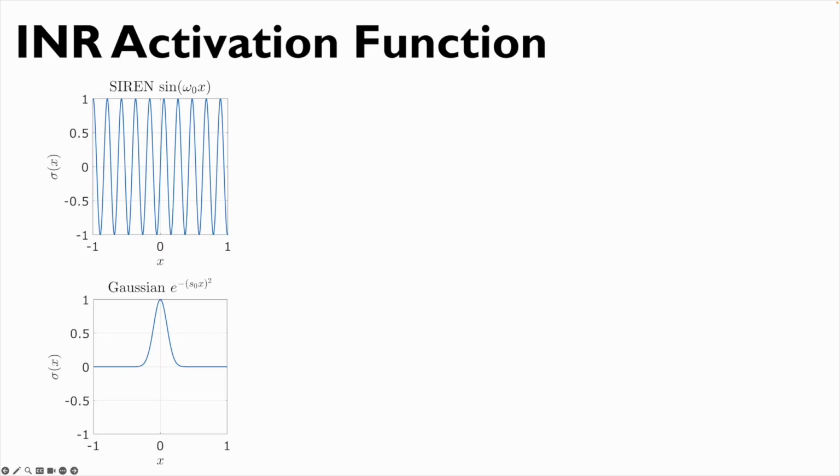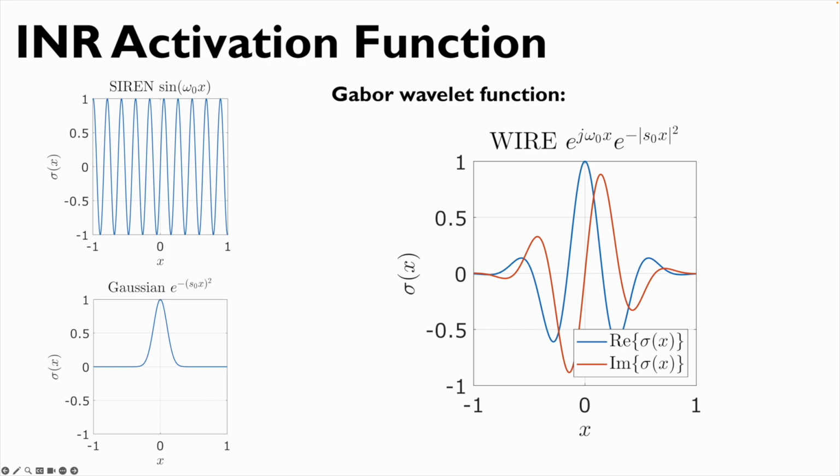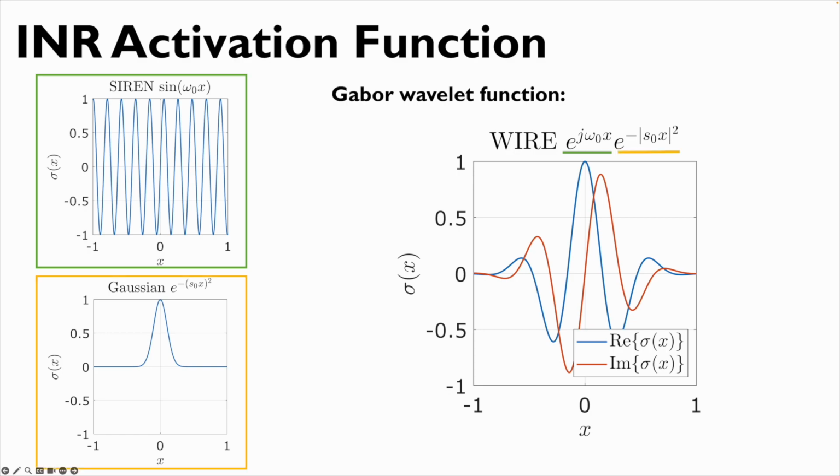Over the past few years of research, the sinusoidal nonlinearity, whose INR is popularly known as SIREN, and the Gaussian window emerged as popular nonlinear functions for neural representations. However, we find in this work that using a wavelet function as the nonlinearity outperforms both the sinusoid and the Gaussian function in a wide variety of tasks. In particular, we use the complex Gabor wavelet function, which is the product of the complex exponential, which has sinusoids as its real and imaginary components, and the Gaussian window.